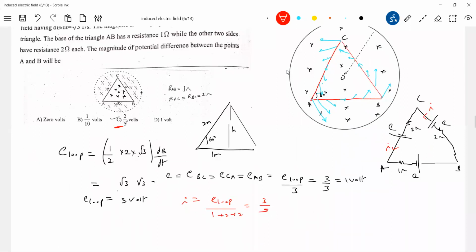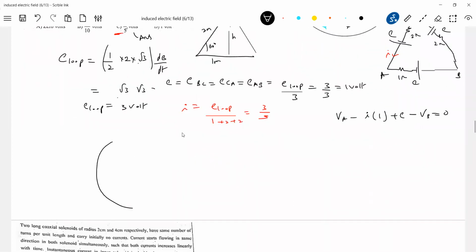I think it will become 2 by VAB, no? So VA minus I into 1 plus C minus VB0. Solve for VAB, will get the required answer. To develop a very generalized idea: there's a region in which magnetic field is present, and I can bring a loop in any orientation of any shape.